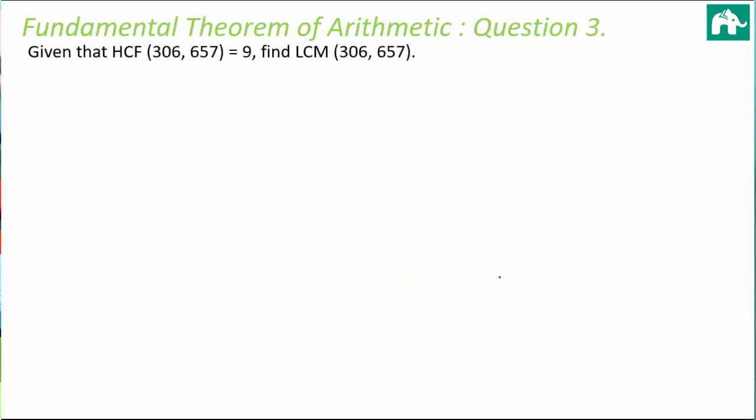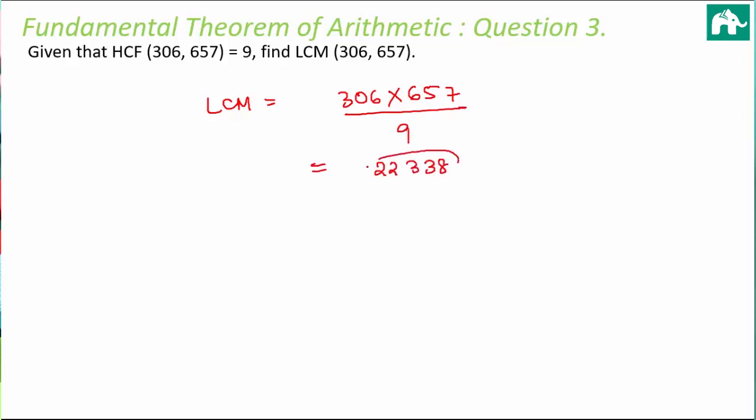Question number 3. Given that HCF of 306 and 657 is 9, find LCM of 306 and 657. So you see, it is again based on the same logic. You have two numbers, HCF is given and you have to find out LCM. Just now I told you that HCF into LCM is equal to product of the two numbers. So the product of the two numbers is 306 into 657 and HCF is 9. So divided by 9. So this is 22338 and that's the LCM.